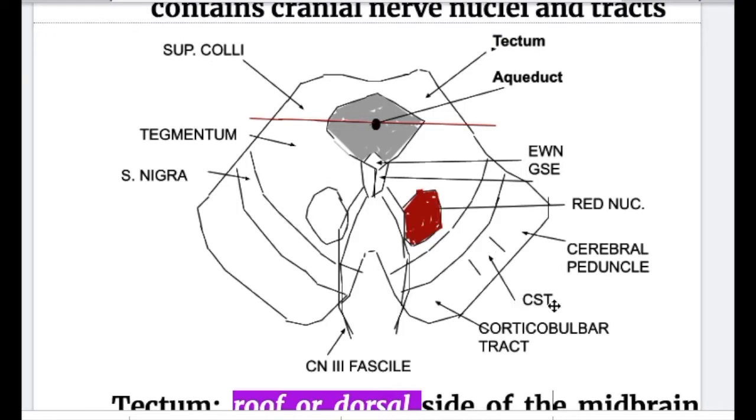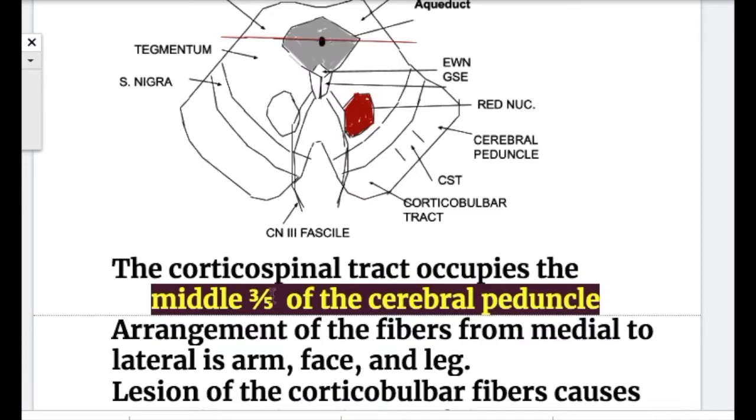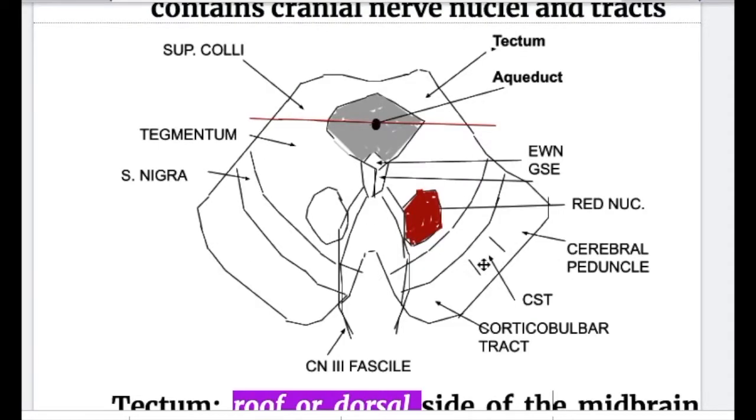Number 1, they have the corticospinal tract. Number 2, they have the corticobulbar tract, and number 3, they have the corticocerebellar tracts. The corticospinal tract occupies 3/5 of the cerebral peduncles, and a lesion of the corticospinal tract coming from the internal capsule causes contralateral spastic hemiparesis.